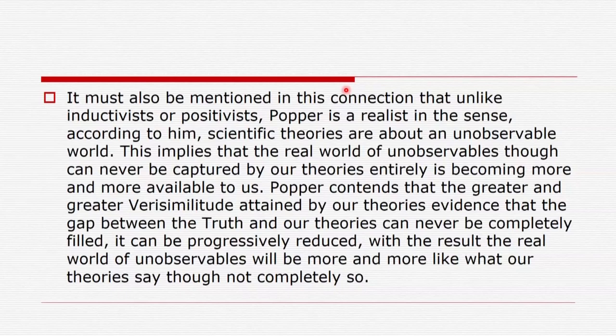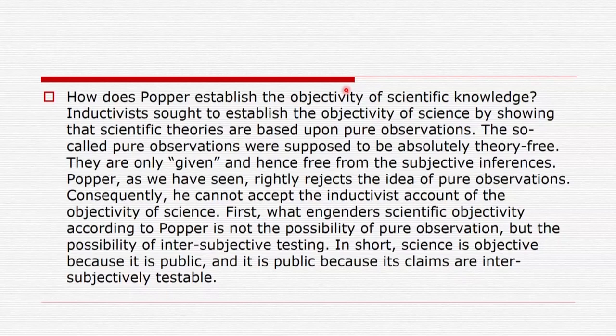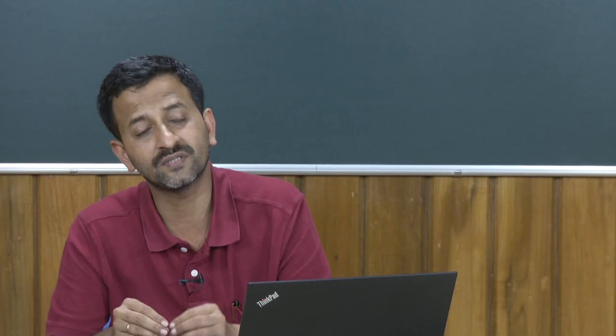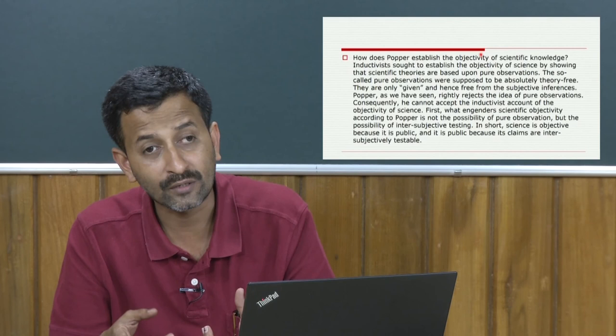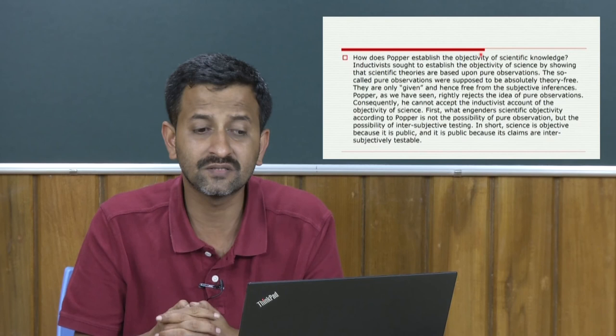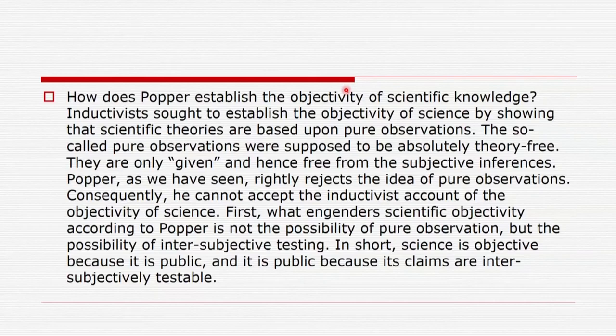Then how does Popper establish the objectivity of scientific knowledge? You see, just like inductivists, hypothesists and positivists, Popper also tried to make a demarcation between science and non-science, because for him also science is objectively ordained. But how? Inductivists sought to establish the objectivity of science by showing that scientific theories are based upon pure observations. I mean, both inductivists and positivists. The so-called pure observations were supposed to be absolutely theory-free. They are only given and hence free from subjective inferences.